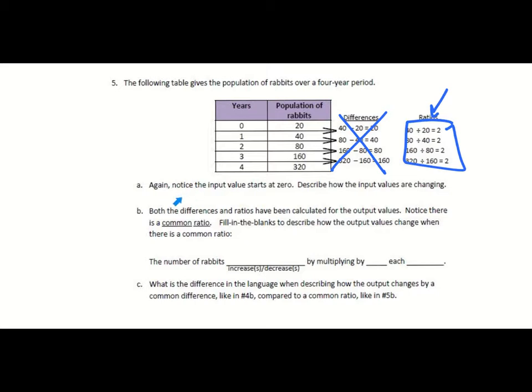So again, notice that your input values start at 0, and we want to describe how your output values are changing. So basically you're multiplying by 2. And then it says both the common difference and the ratios have been calculated. Notice there's a common ratio. Fill out the output values when there's a common ratio.